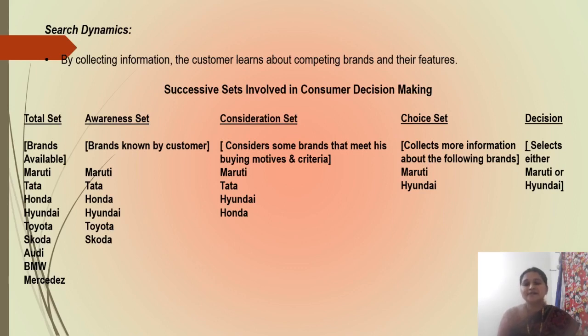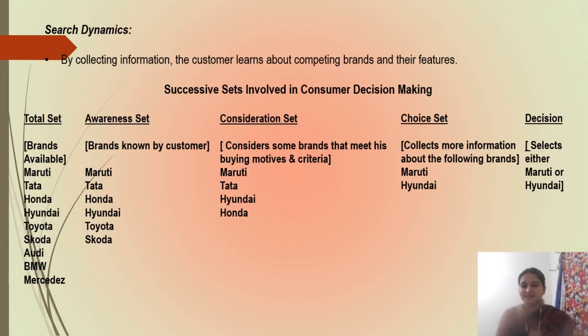In the choice set, he will collect more information about the brands he has selected, that is, about Maruti and Hyundai. Among these 2 brands, he will select the best brand according to his taste, his motive and his buying criteria. So in the decision, he selects either Maruti or Hyundai, the best brand.